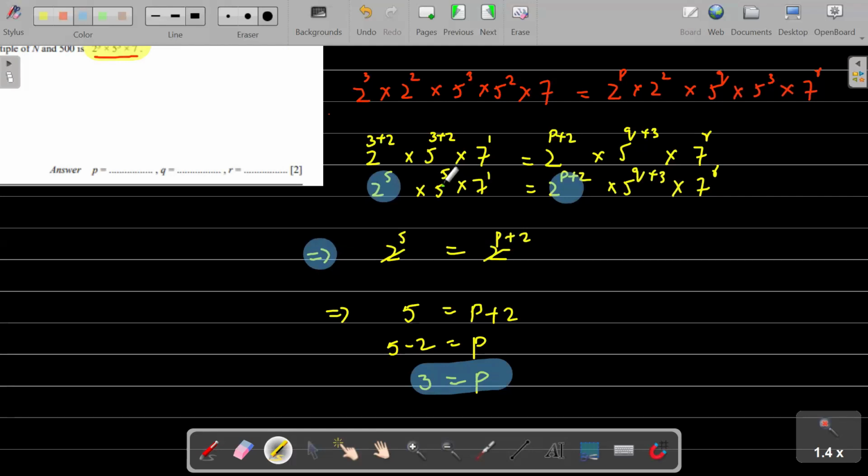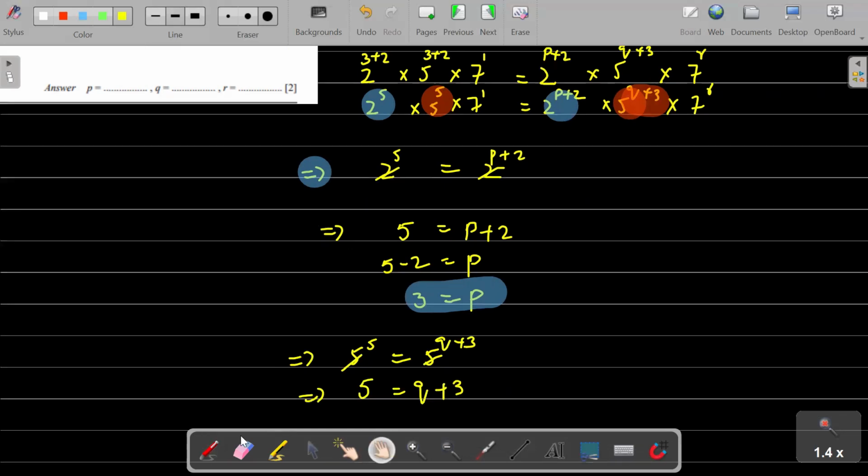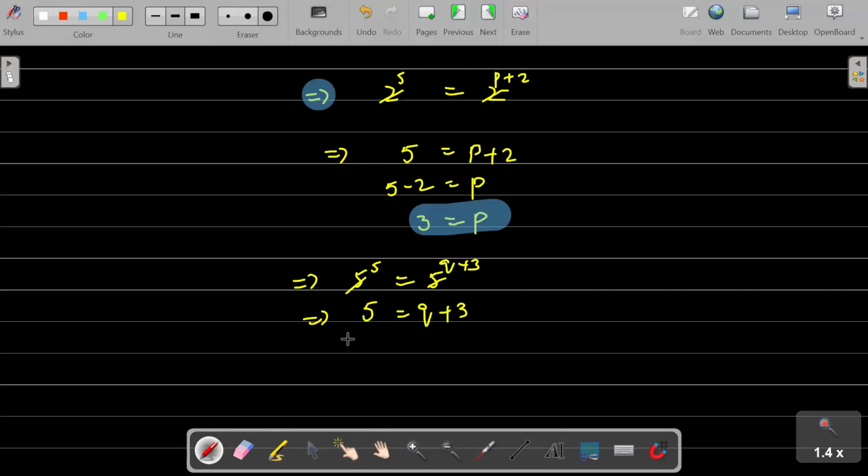As you can see that 5 raised to power 5 and 5 raised to power this one. I'm going to compare their base and their power as well. So let's put implies that sign. 5 raised to power 5 is equal to 5 raised to power q plus 3. As base is same, so it is cancelled out and their power will be equal. 5 equals to q plus 3. Let's separate q from here and I will be getting my answer as 5 minus 3 is equal to q. That is 2. So here my answer is 2.